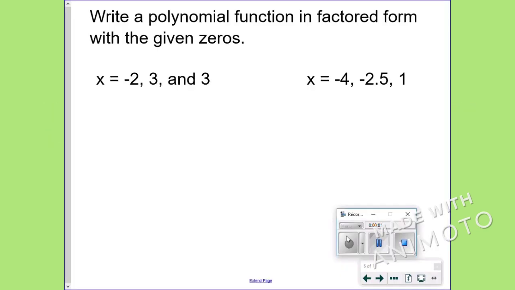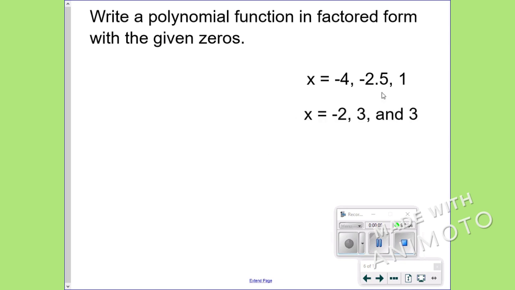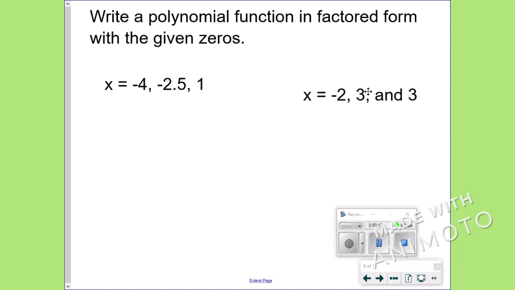To write a polynomial function in factored form with the zeros that were given there. So with this, you might say, well, how in the heck can we do this? I've never learned this. You're right. But since we know the zeros, we should be able to determine the factors. And since we know the factors, we can write it in factored form. So it's kind of a one-step problem here in a sense.